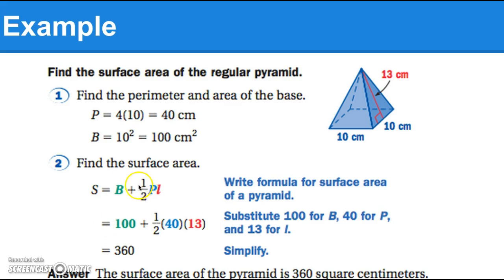Then they basically just plug those numbers into the formula. You'll see right here the base is equal to 100. We have 1/2 as part of our formula. Perimeter is 40 and slant height is 13.